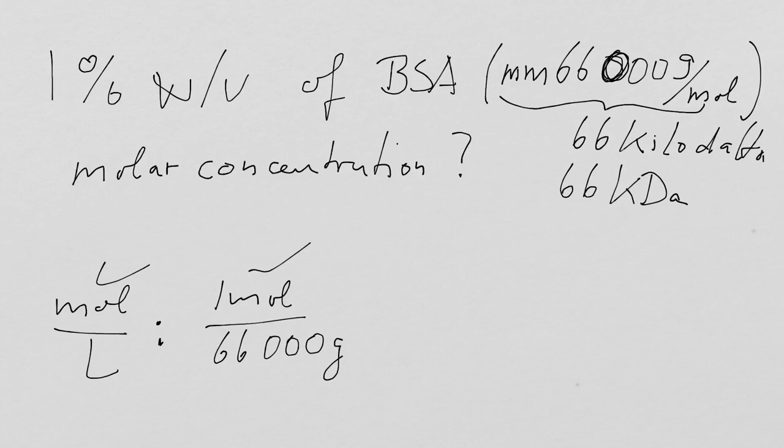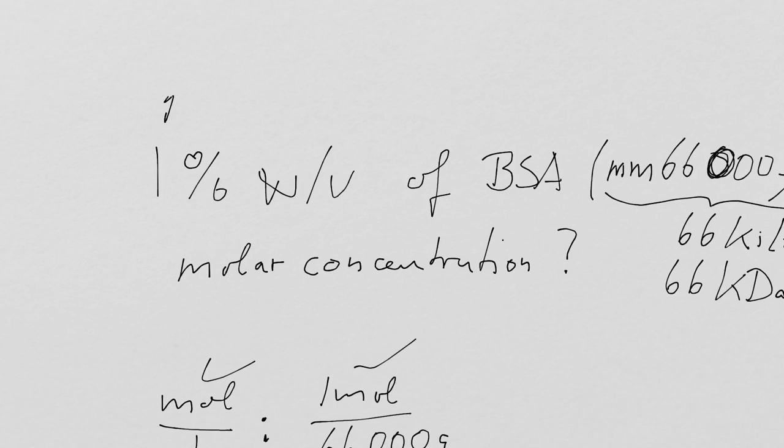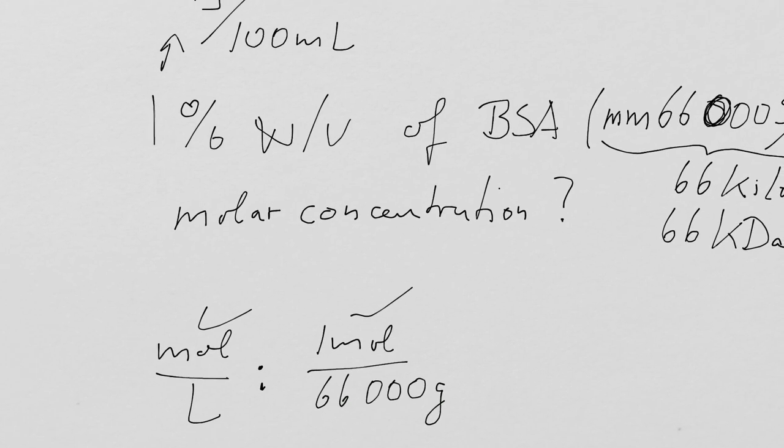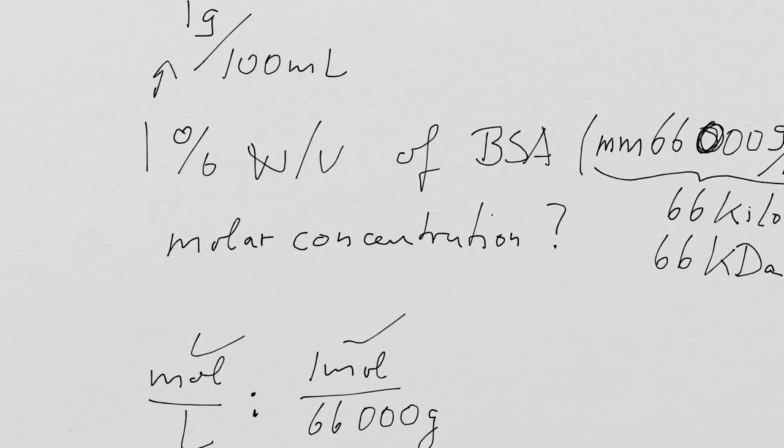So we need to get rid of the gram. Do we have grams anywhere? Yeah? Where? In the concentration, in the 1%, don't we? Aha. What does this 1% actually say? 1 gram per 100 milliliter, exactly. Which is 10 grams per liter, because we want the liters, don't we? So it's 10 grams per liter.